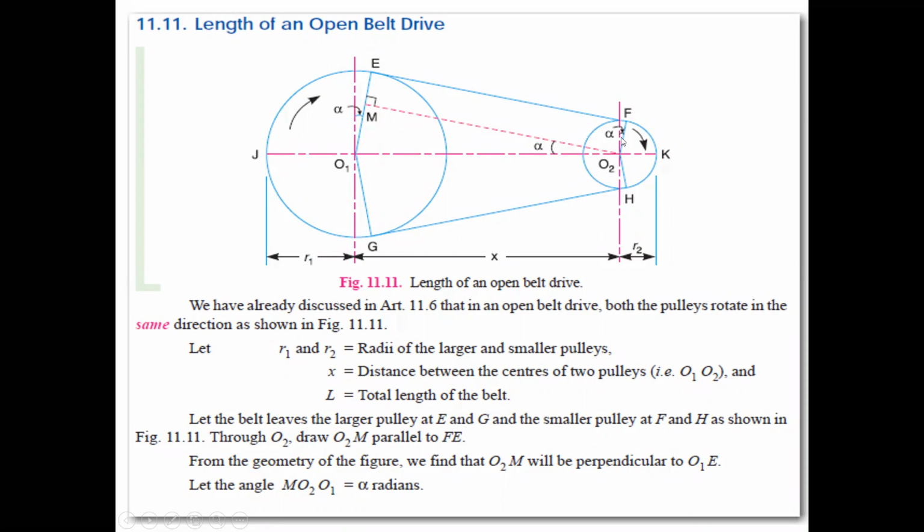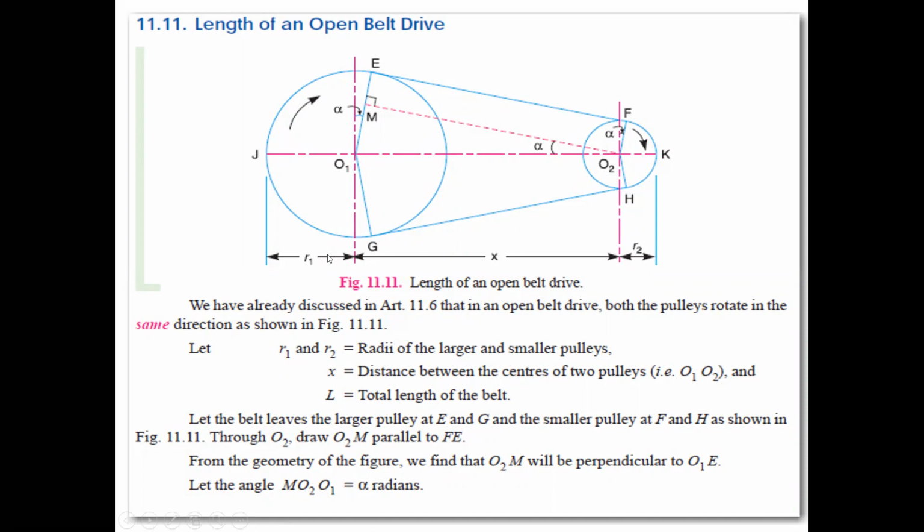We also mark the angle between the vertical axis and the arc of the belt contact. That is the alpha angle, the inclination to the contact point. If the driver pulley is rotating clockwise, then the driven pulley also rotates in the same direction. Before going to the derivation, let us note the symbols.